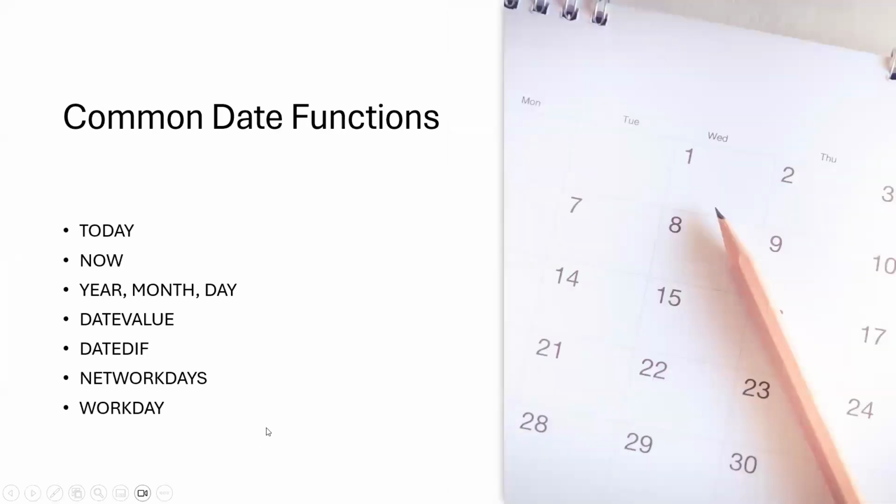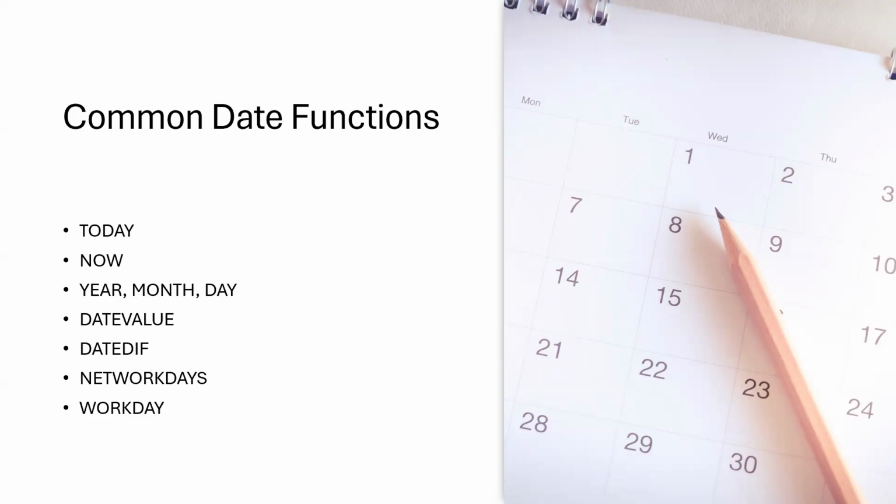Okay, so in this presentation, we are going to talk about some of the common date functions. We are going to talk about the TODAY function, which gives you the current date, and the NOW function, which gives you the current date and the time. And we are going to talk about the YEAR, MONTH, and DAY functions. With YEAR, you have a date and you want to extract the year, or the month, or the day. These are pretty straightforward.